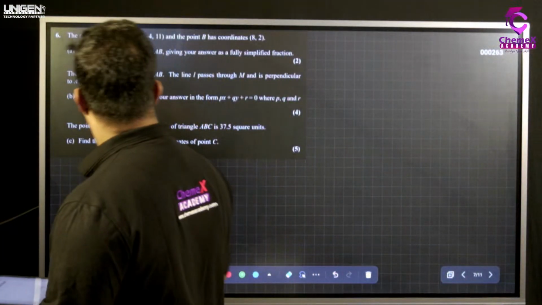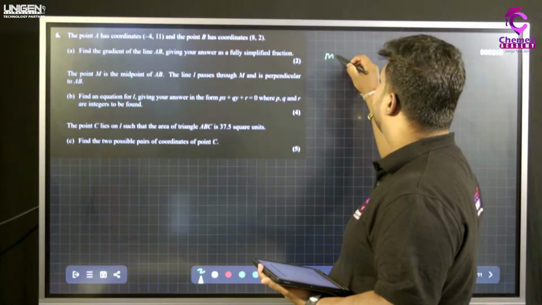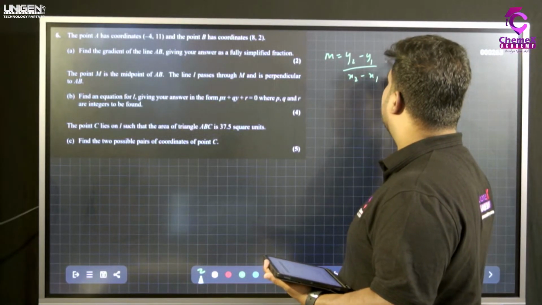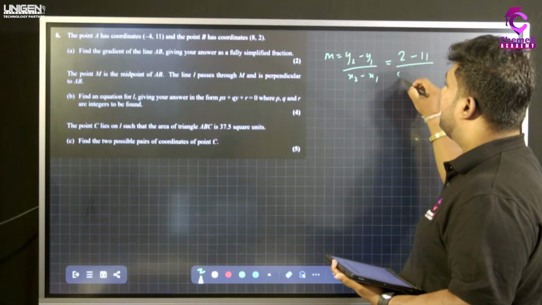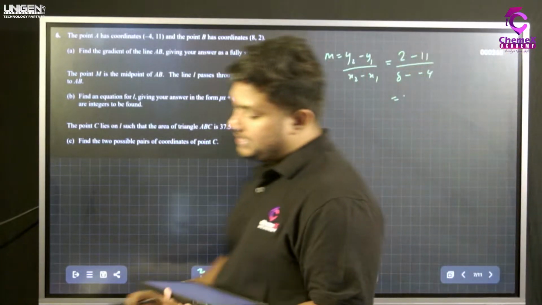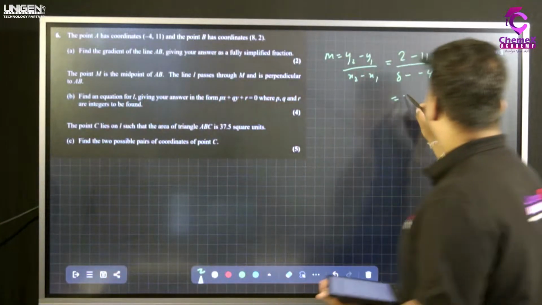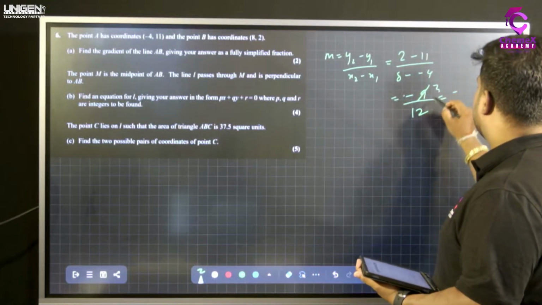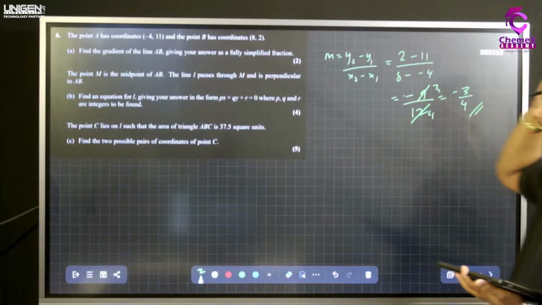Sixth one. 2 points are given. Gradient of the line AB, simple as O levels. How do you find gradient? 2 minus 11 divided by 8 minus 4. 2 minus 11 is how much? Minus 9 over 12, which is minus 3 over 4. So that's the gradient of AB.